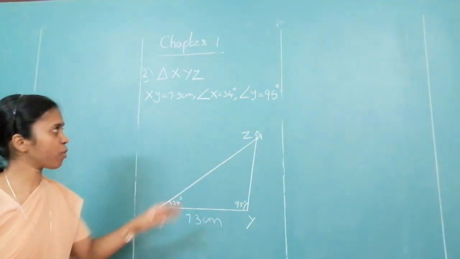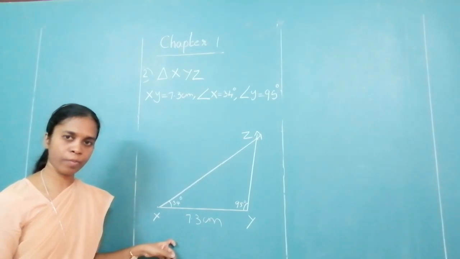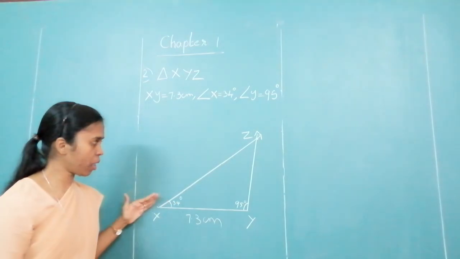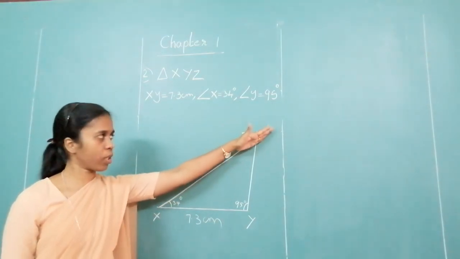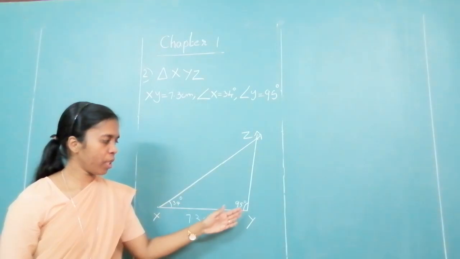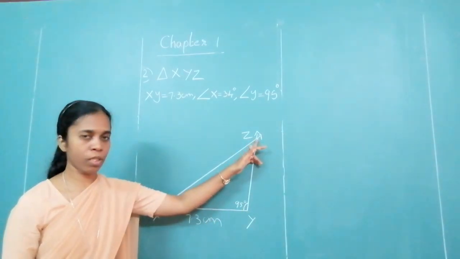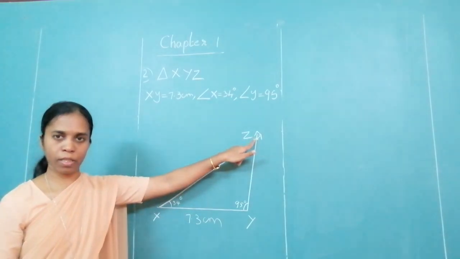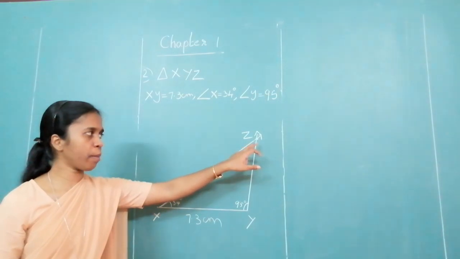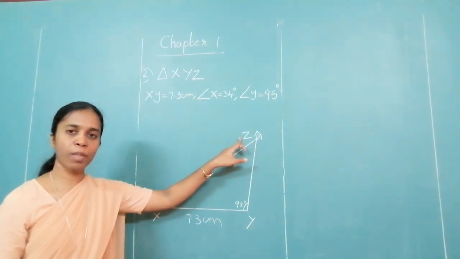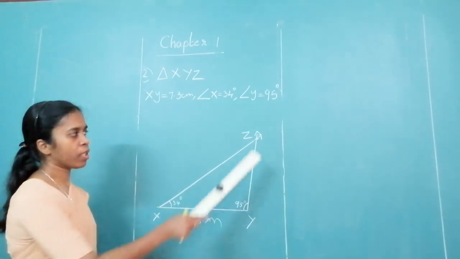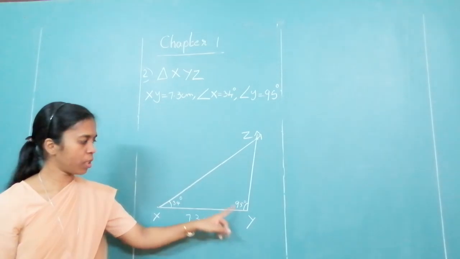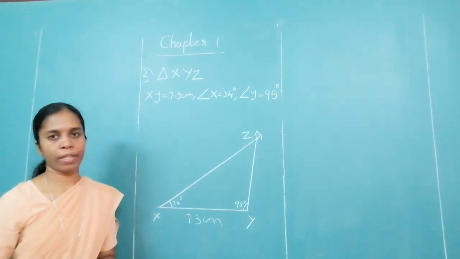I repeat, first draw the base 7.3, angle X 34 degree, mark the angle 34 degree, draw the ray, extend it. Angle Y 95 degree, mark 95 degree, it is over here. Draw the ray, both the rays wherever they are intersecting each other, mark that point. That will be the third point of the triangle. Then join from there. So that is Z, X, Y. These are the required markings that have to be written.